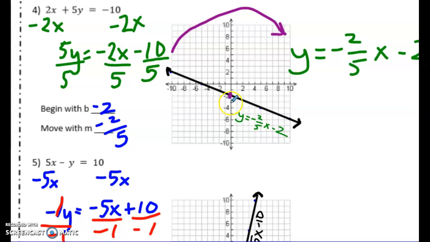And let's see if I correctly went down 2, 1, 2, 3, 4, 5. I did down 2 over 5. Remember, nice negative is your slope.